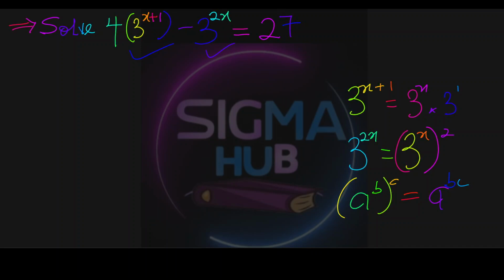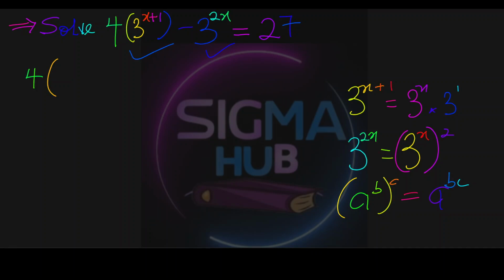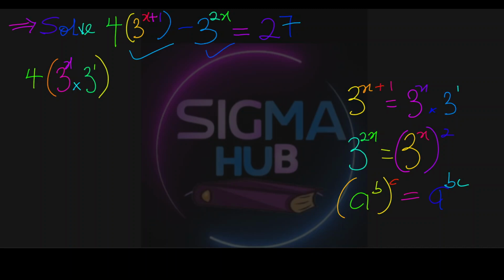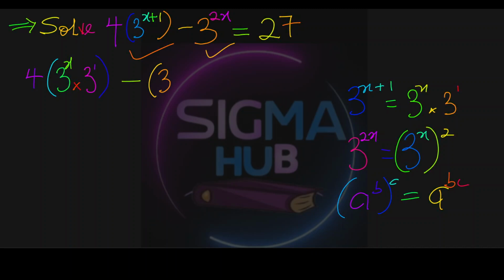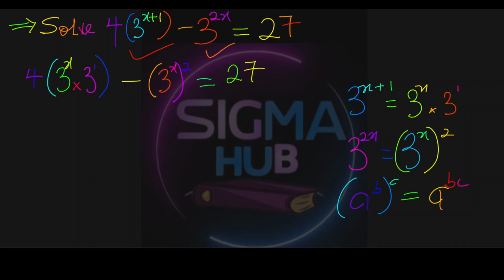And that's what I'm going to be doing for both terms here. So we have 4 raised to the power 4 into brackets 3 raised to the power of x, then times 3 raised to the power of 1. So splitting, we have this. Then minus 3 raised to the power of x, all raised to the power of 2. Everything equal to 27. Of course, I'm still going to bring this 27 to the left hand side.